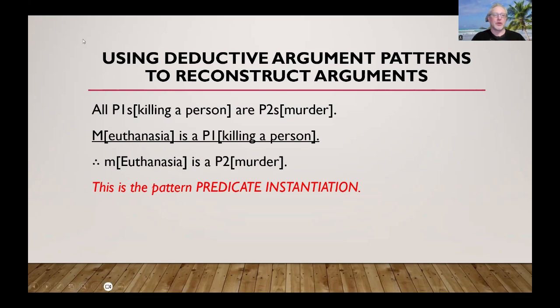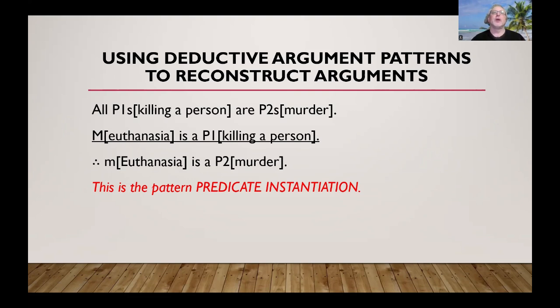Let me show you. Predicate instantiation is: all P1s are P2s. M is a P1, therefore M is a P2, right? And I've sort of put them together here on the slide. All P1s, where P1 is killing a person, are P2s, murder. Killing a person is murder. M, which is euthanasia, is a P1, killing a person. Euthanasia is killing a person. Therefore, euthanasia, M, is murder, P2. Do you see how we made the argument fit the form? We substitute the terms in the argument for the symbols in the pattern.